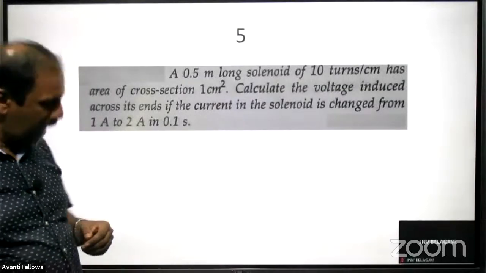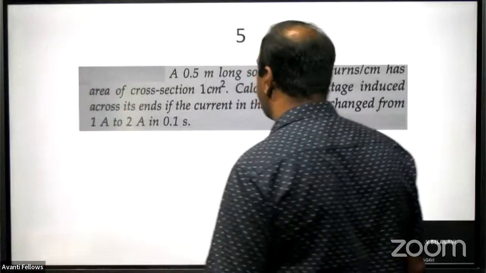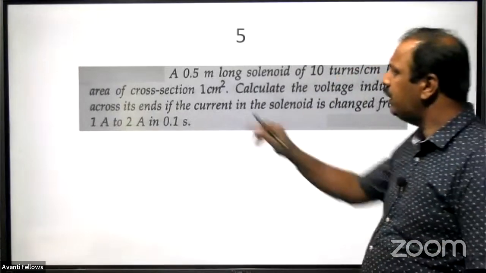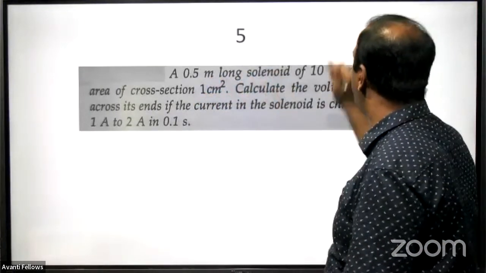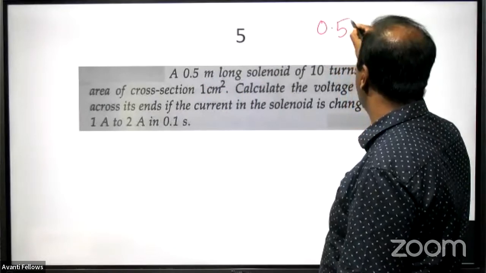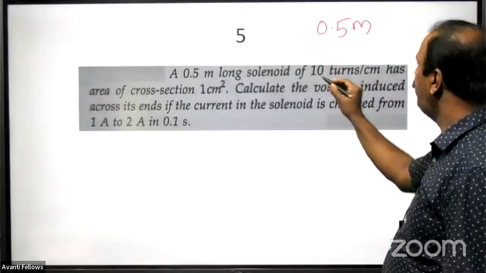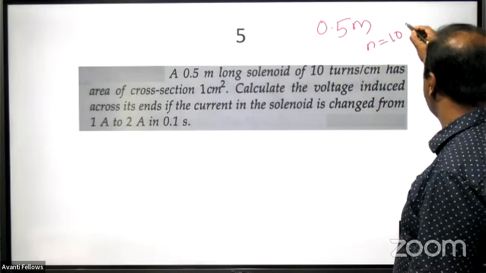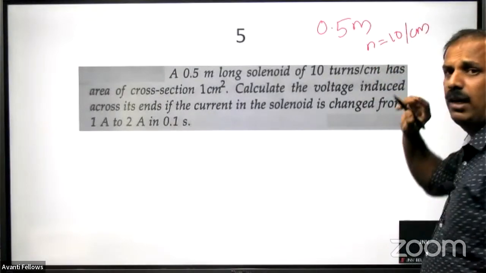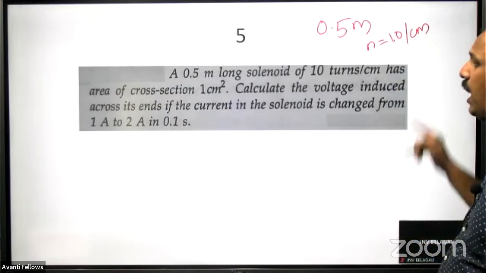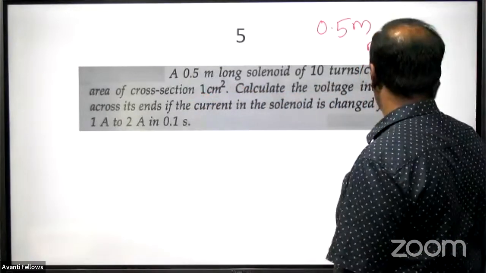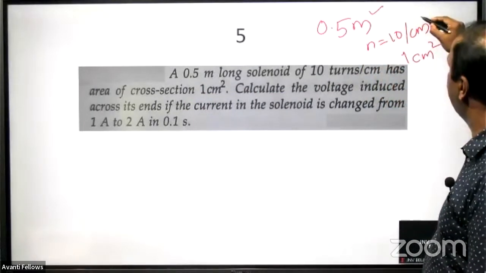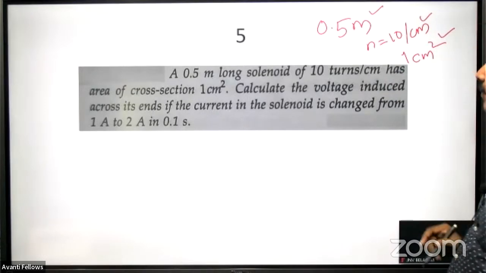Now we will move to another question. This is something like a numerical question. If it is not clear, no issues, I will read it. A 0.5 meter long solenoid, that is, its length is 0.5 meter, of 10 turns per centimeter. So this N is 10 turns per centimeter, and you should be careful about this one. It has an area of cross section of 1 centimeter square. You should know that this is in meter, this is in centimeter, and this is in centimeter square.